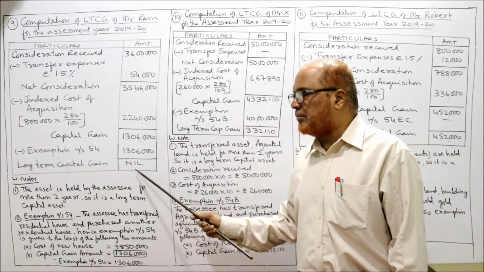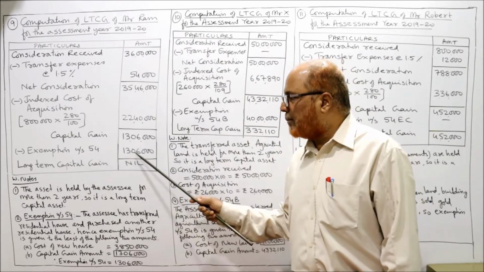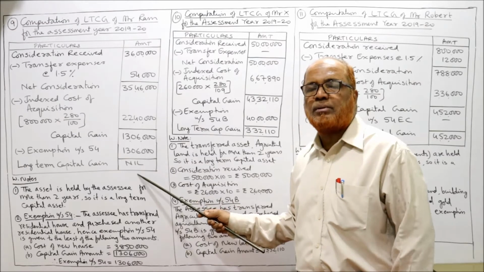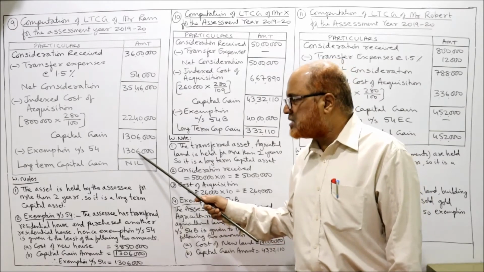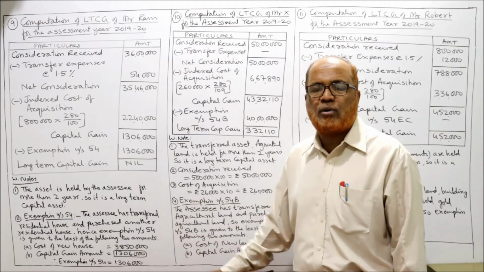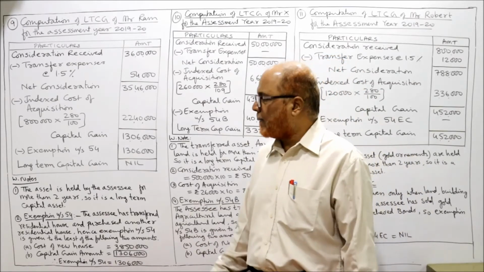Then ultimately the long-term capital gain: here the exemption is completely 13,06,000, so the long-term capital gain is nil. How did we get this 13,06,000 exemption? I'll explain it to you in the working note.